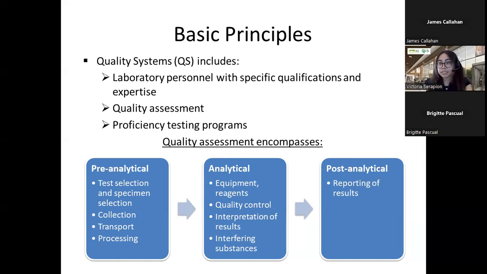So within quality assessment, we have a process that begins with the pre-analytical stage, which is, for example, specimen collection or transport. This could be collecting the urine sample. Next, we have analytical, which is maybe equipment or reagents and interpretation of results. This could be the lab running the sample in the machine. And then this is followed up by post-analytical, so your reporting of the results, also known as maybe the nurse discussing the results with the physician.